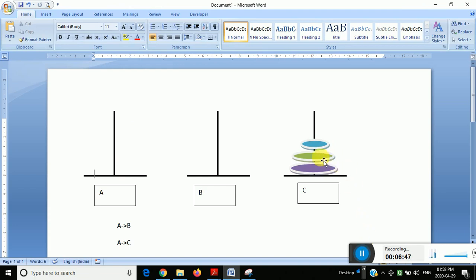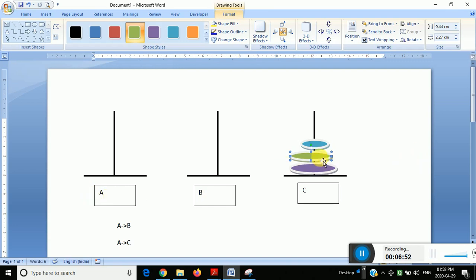So what I have done, I haven't made any wrong move from A to C. It is not like that; the smaller one must be down and the larger one must be up, not like that. Everything must be done as per the rules of the game. So once again I'll just show you how I have done it.